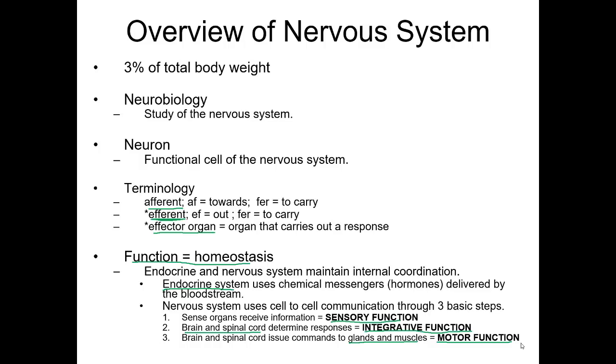So the nervous system has three functions: the sensory function, integrative function, and motor function. The sensory function is to receive information through its sensory receptors. The integrative function is when it decides if a response is necessary and what the response is going to be. And third, its motor function, where it's sending a response to its effector organs.